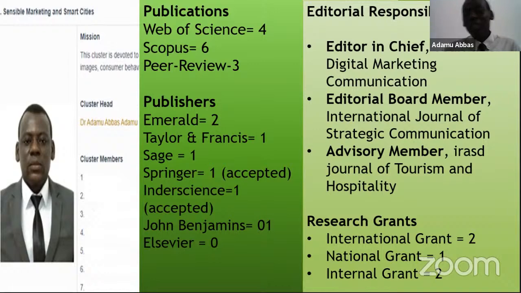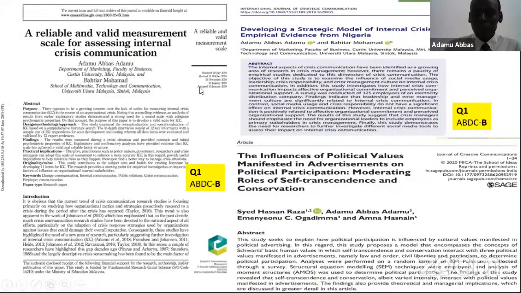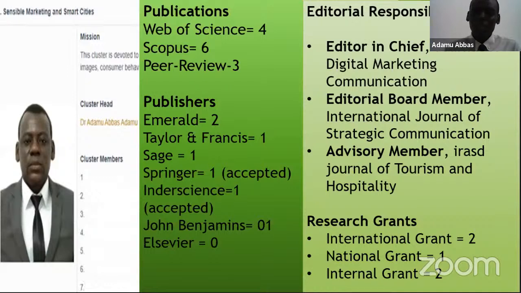And I have published in several journals. Particularly, I have 4 good publications in Web of Science, 4 in Scopus, and many more in peer-reviewed outlets. I have also published with different publishers. That is, I have published in Emerald, Taylor and Francis, Sage, Springer, and Science. So I have experience publishing my papers with different publishers, and I also have some editorial responsibilities.